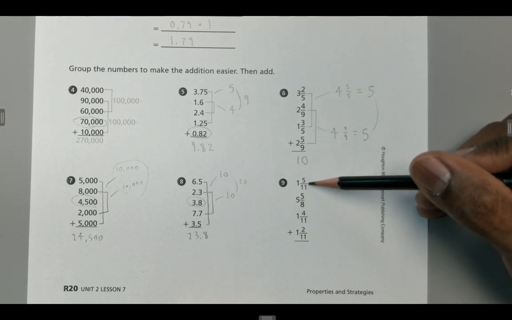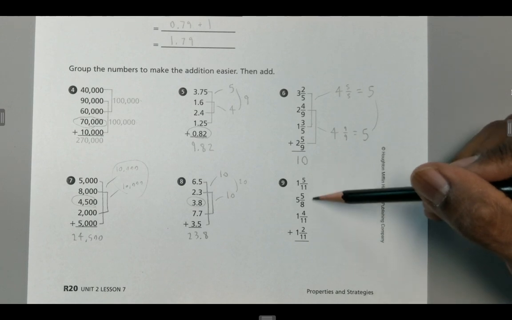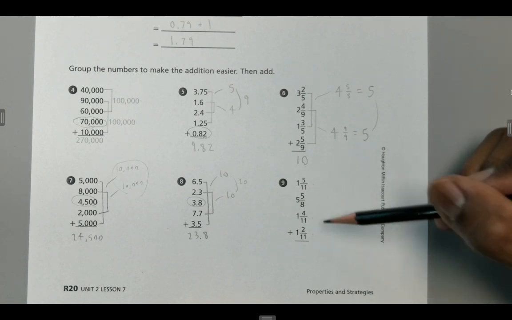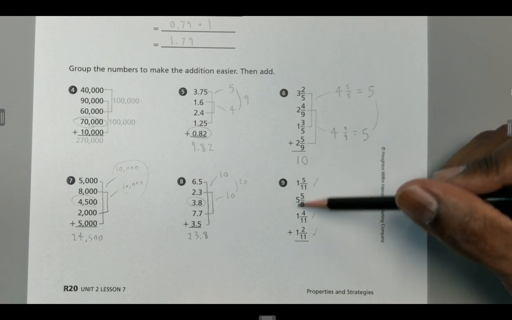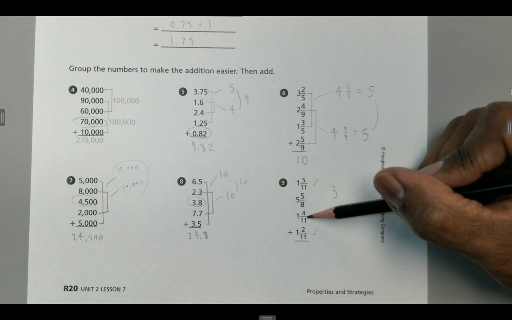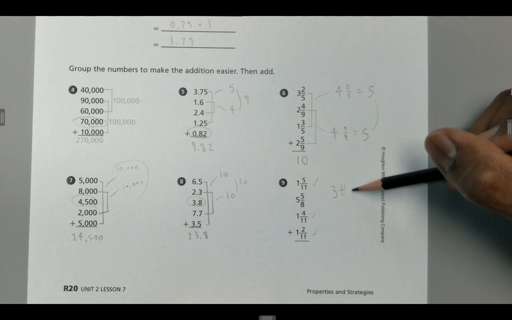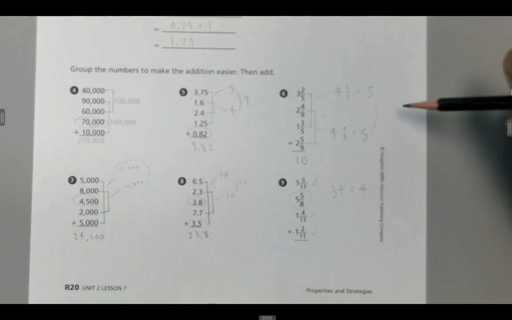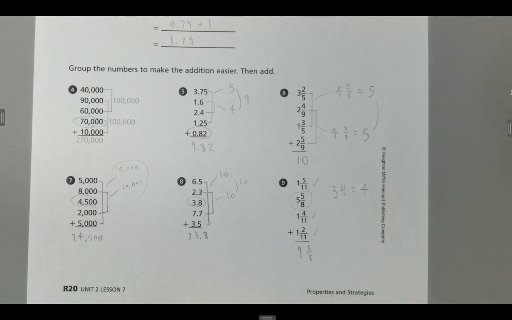Looking at these. We're going to combine these 3 because they all have the same fractional amount. Let's add the whole numbers first. 1 and 1 and 1. It's 3. 5/11 plus 4/11. That's 9/11. Plus another 2/11. That's 11/11. 3 and 11/11 is 4. Add the 4 to this leftover amount. And you get 9 and 5/8.